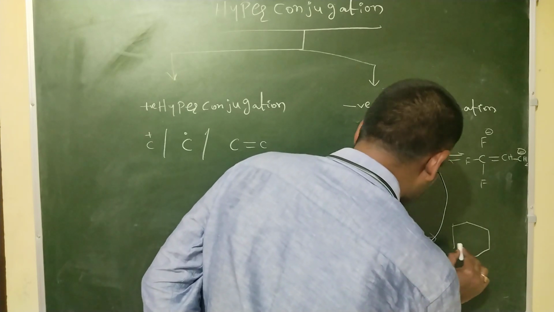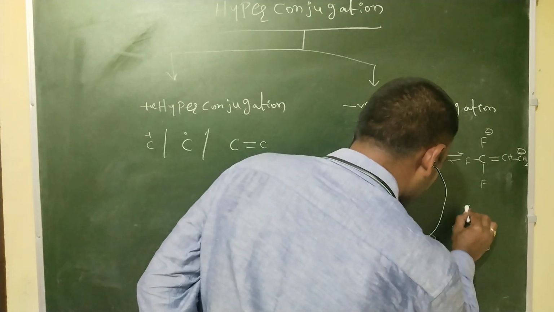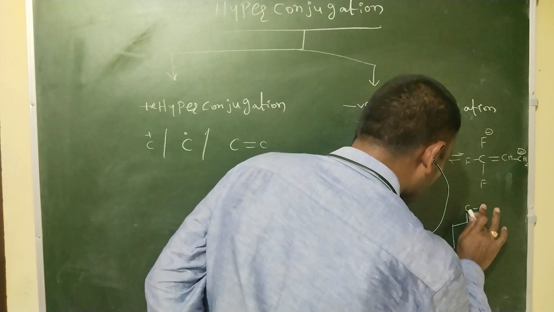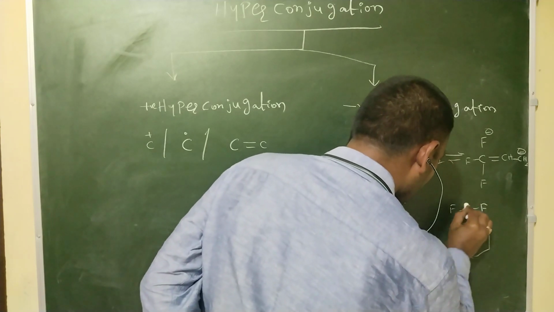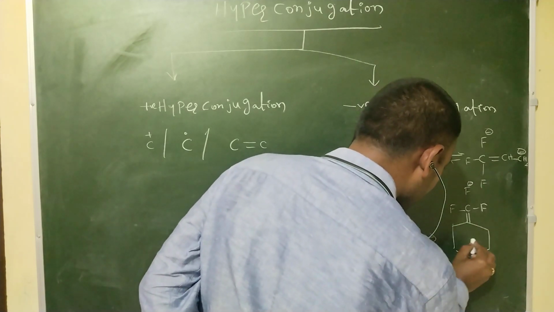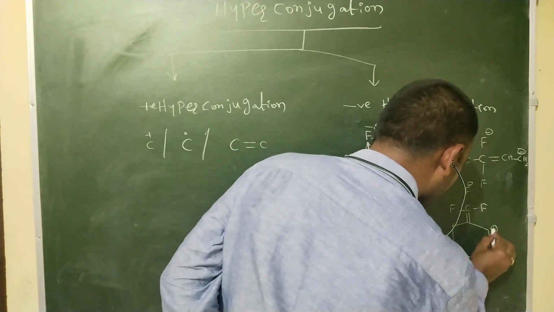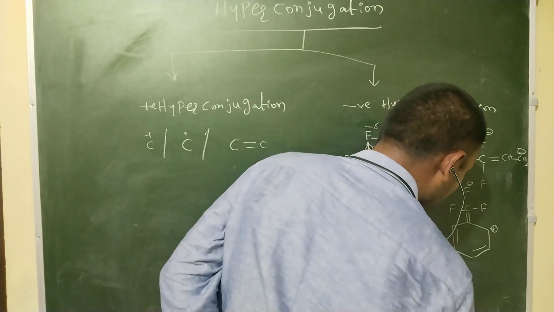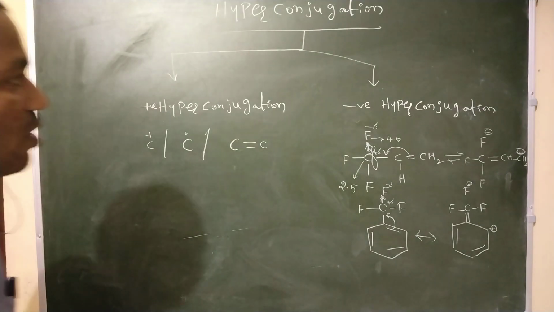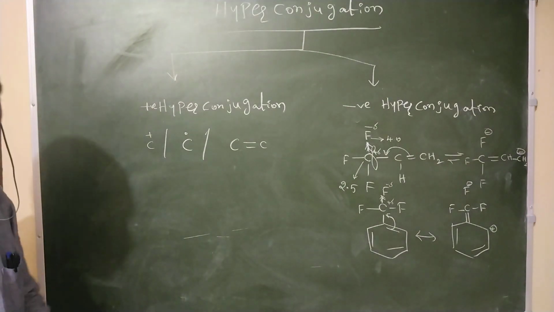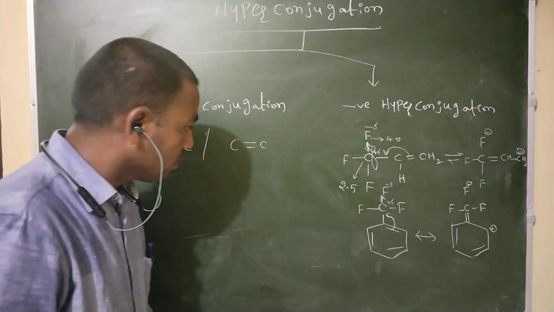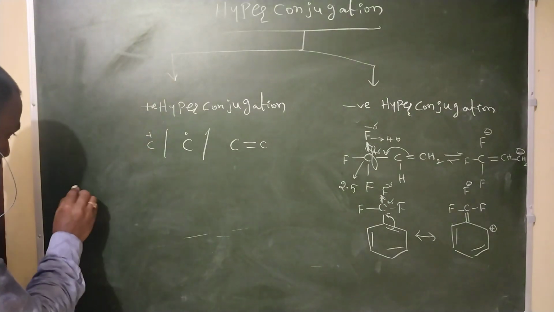This is called negative hyperconjugation. We have to say this. So we get a fluoride ion like this, and here a positive charge, and the remaining double bonds stay intact. So we are observing positive and negative hyperconjugation like this, fine. And next I will give one question.